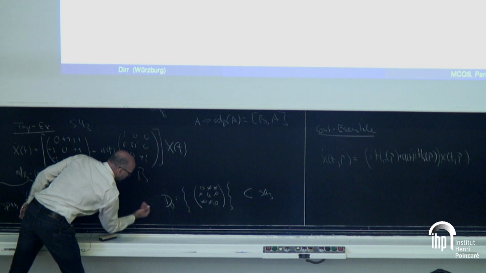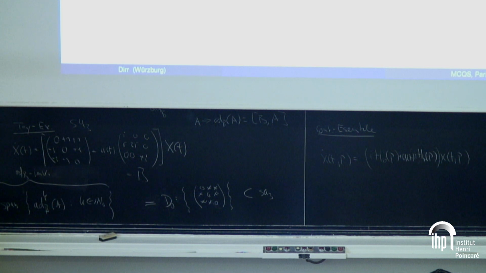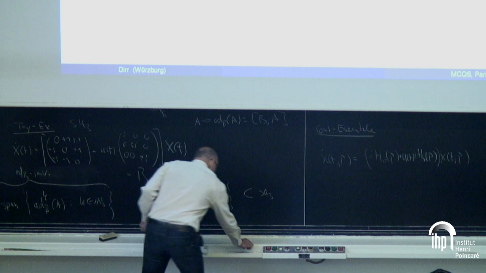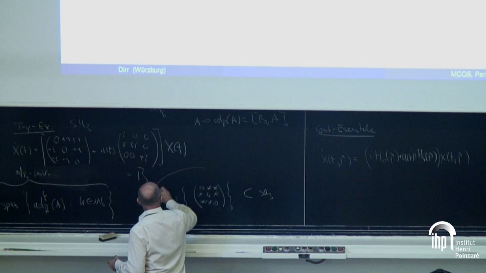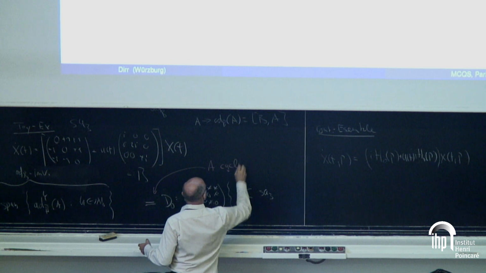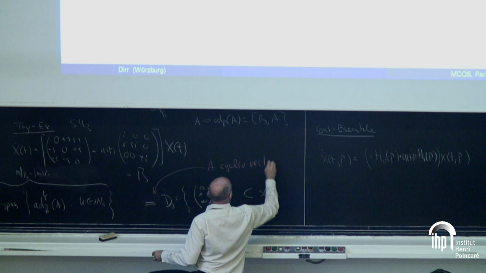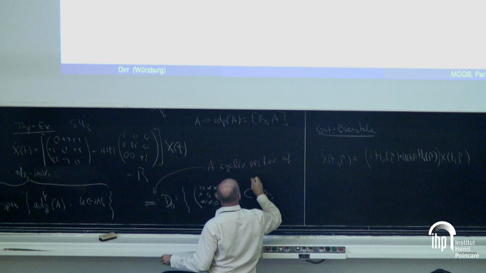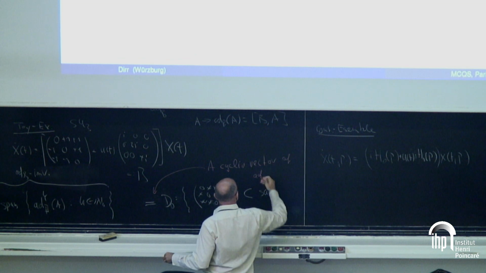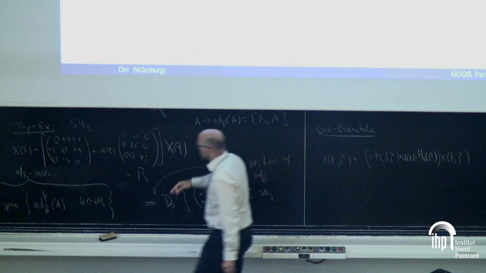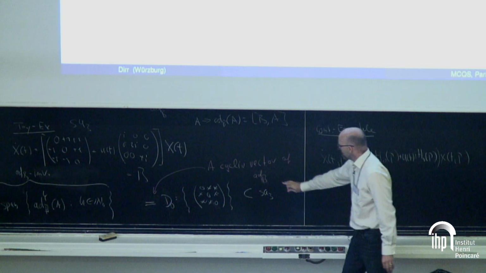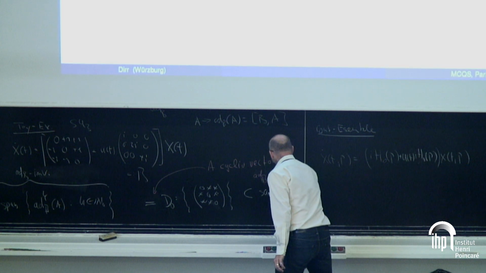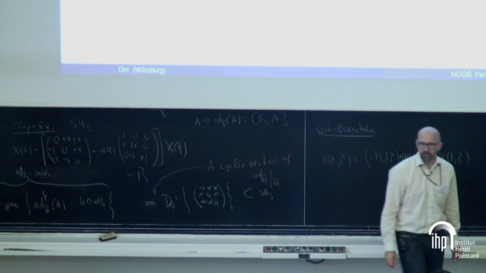And why is it all of D0? Because A is a cyclic vector for ad B in this case. A is a cyclic vector of ad B, not of ad B considered as acting on the entire Lie algebra. It's only a cyclic vector of ad B restricted to D0. But this is enough to get all.